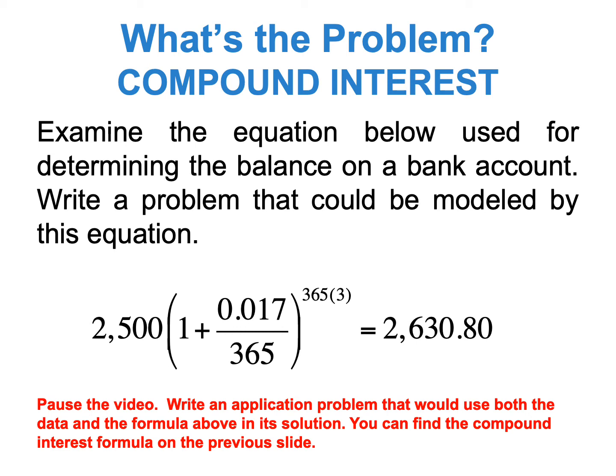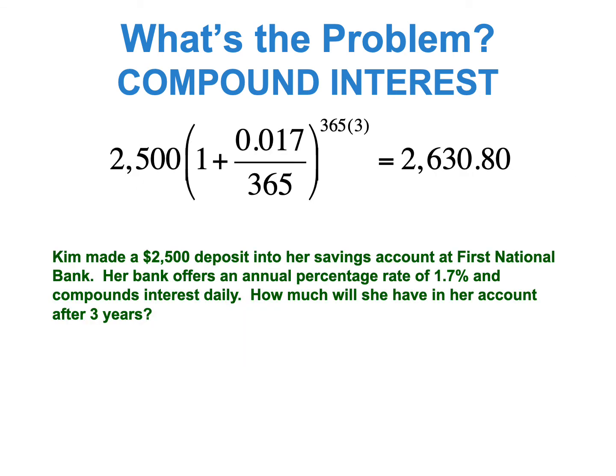We ask that you pause the video here. Write an application problem that would use both the data and the formula above in its solution. If need be, you can find the compound interest formula on the previous slide. Here is a sample solution. Kim made a $2,500 deposit into her savings account at First National Bank. Her bank offers an annual percentage rate of 1.7% and compounds interest daily. How much will she have in her account after 3 years?